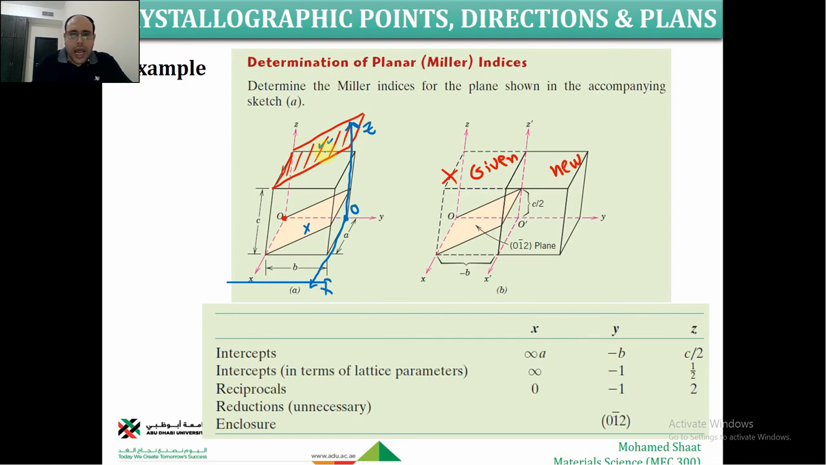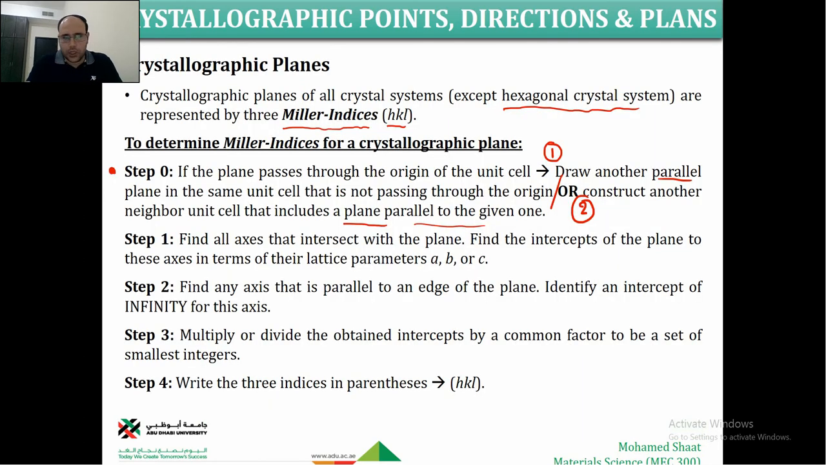Make sense? And then you're gonna cancel the original x and the original y. And in that case, you're gonna have the new y, which is still the same as the previous y. And this is the new origin point, and this is the new z, and this is the new x. And in that case, you're gonna go ahead and investigate the intercepts for this plane to find its Miller indices. It means that you're gonna apply the other steps. Make sense? So this is the third approach that I highly suggest that you can use for step 0.